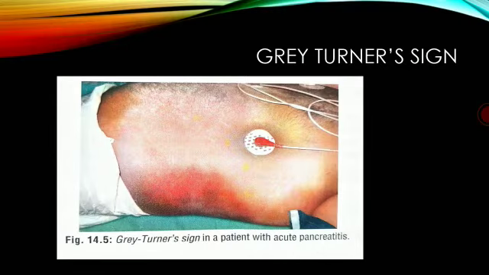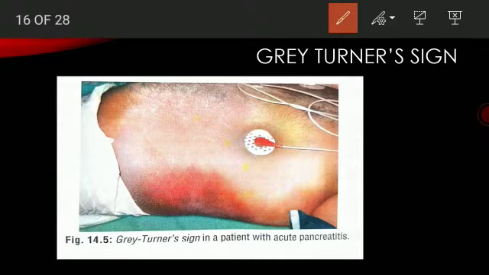So this is the sign which is seen in the cases of severe pancreatitis. In severe pancreatitis, what happens? The enzymes which are intrapancreatic activated seep across the retroperitoneum, causing hemorrhagic spots and ecchymosis in the flank area. If it occurs in the flank area, it is called Grey Turner sign.